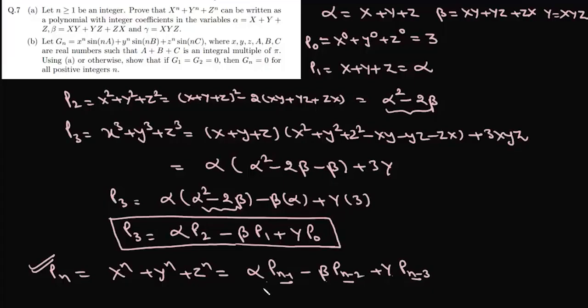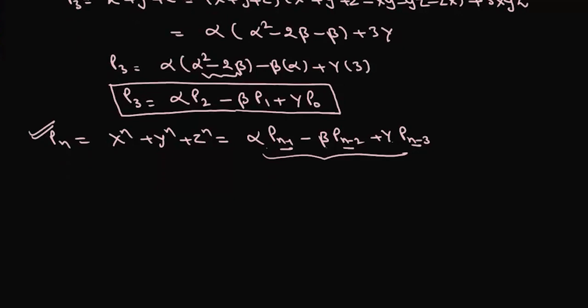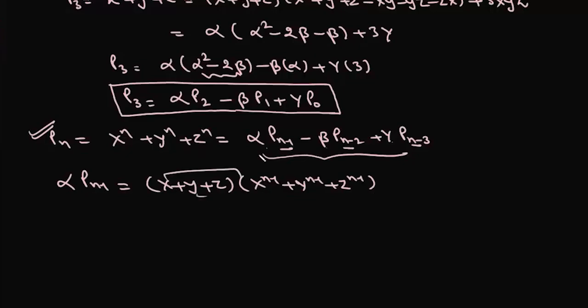And if you want, you can prove this part yourself, starting from here. We can start with alpha pn minus 1, where alpha is x plus y plus z, and pn minus 1 is x to the power n minus 1 plus y to the power n minus 1 plus z to the power n minus 1. If you multiply these, you'll get pn, and you'll get these two other terms. It is fairly simple, but it will require some calculation on your part. So that's our first part.